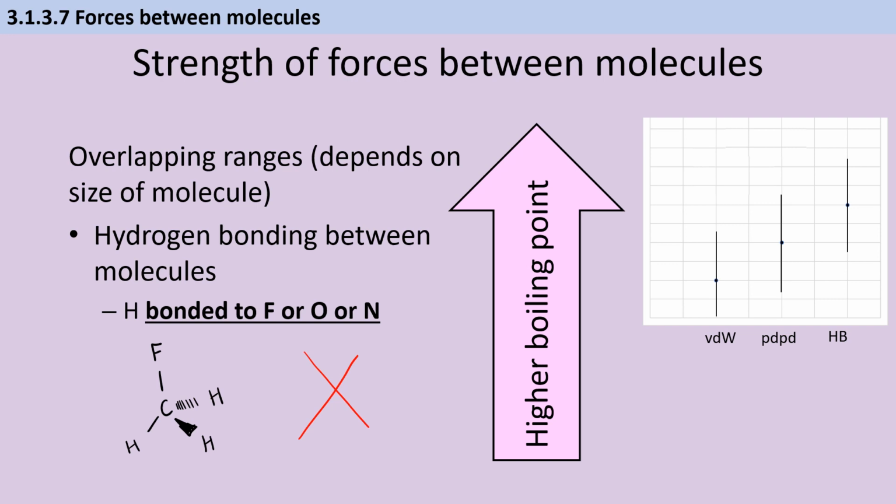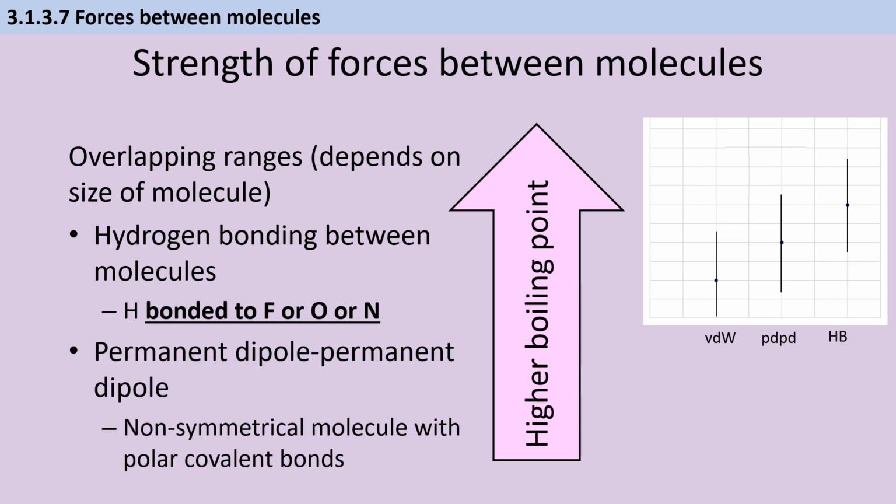Our second type of weak intermolecular force is the permanent dipole interaction. This is going to arise when we have a non-symmetrical molecule that contains bonds that are polar but not as polar as the ones that lead to hydrogen bonding. So for instance, if you have carbon bonded to chlorine, that's a polar bond, and if it's a non-symmetrical molecule, that could lead to a permanent dipole interaction between 2 adjacent molecules.